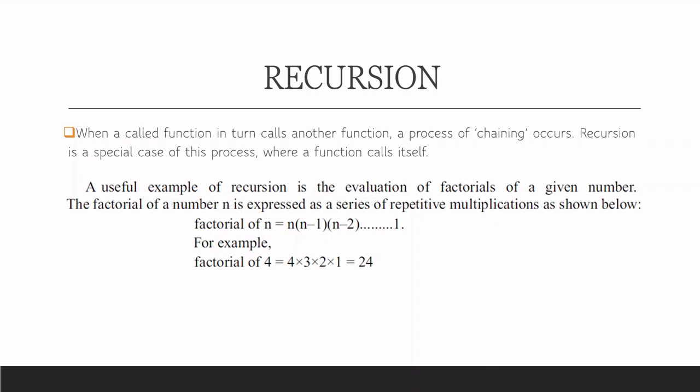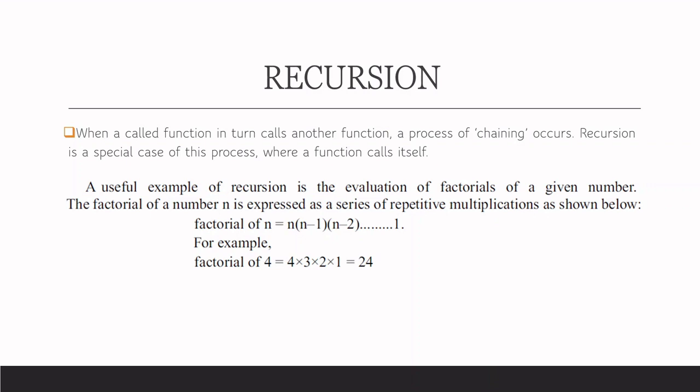And when a called function in turn calls another function, a process of chaining occurs. So a function can call another function. It's like one function definition will be having function call of another function, like that. It's called a chaining process. And one special type of this is called recursion, where the function will call itself. It will be much more simple with an example, the example of factorial.